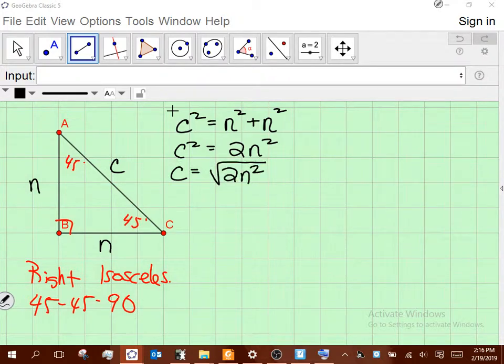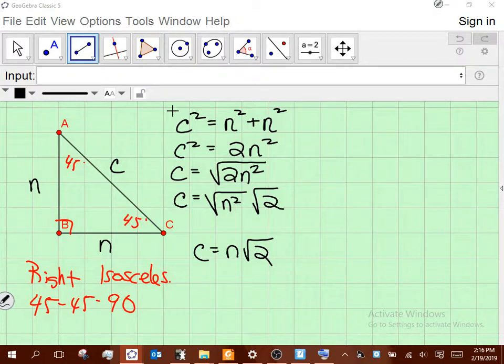So I get that, right? Now, can I break that apart this way? That make sense? It's a product. 2 and n squared can be multiplied in either order, right? So 2 times 25 or 25 times 2 is still the same product. And because it's a product under a square root, I can separate them. So now what's the square root of n squared? n, and then I have radical 2, right? So it tells me that this distance here, this c value, this hypotenuse, is always n radical 2 when I have side lengths that are n.